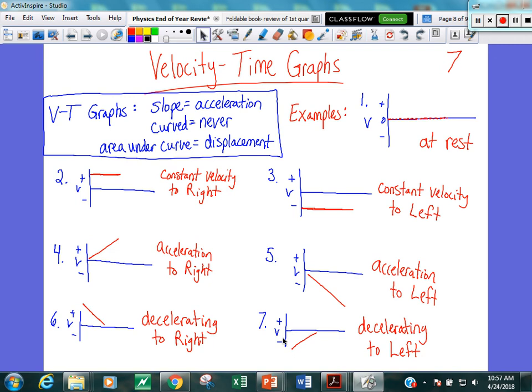Number 7. You'll notice that it's downstairs. Our velocity is negative. So right off the bat, you should say, well, it's going to the left, but let's figure out what its motion is to the left. It has a positive slope, and slope tells us acceleration. And so if it has a positive acceleration, let's look at this, though. It's going to the left, but is it speeding up or slowing down? I want you to think about that. Is it speeding up or slowing down? If it's getting closer to 0, it's slowing down. So this is decelerating to the left. It's decelerating because it's getting closer to 0. I hope that you can logic through some of these velocity time graphs with that.